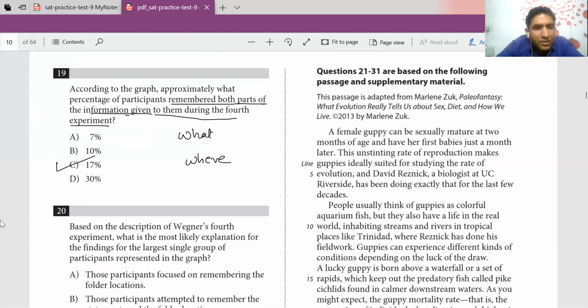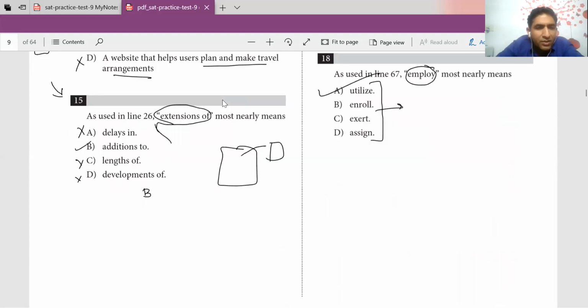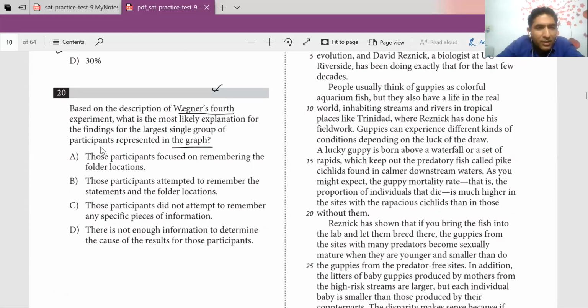Okay, based on the description of these guys, the fourth experiment. So the fourth experiment was there in which they asked about the source of information and all those things. So I'll go and check what this fourth experiment is. What is the most likely explanation for the findings for the largest single group of participants represented in the graph? So what is this fourth experiment and what is this largest single group? Again, understanding the question is important, and this is a worthwhile revision question.